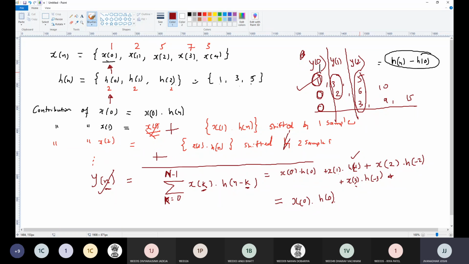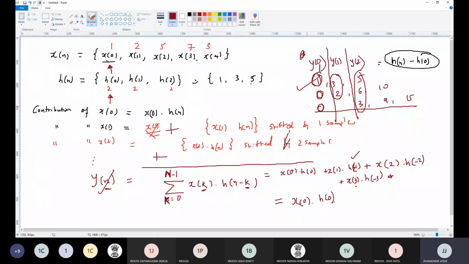So the y of 1 equation should have two terms of h, like h of 0 and h of 1. But y of 0 should have only one h, that is h of 0. Do you agree with me? Do you understand what I am saying? Yes, sir.